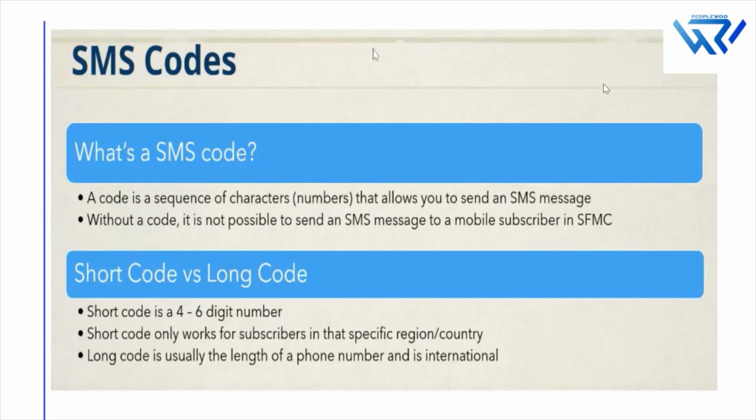When you send any email, you have to define a sender profile and a delivery profile. The sender profile contains the from name and from email: from where the email has come, what the name of that company is, and the from email means the email address of the company who has sent you the email. The same way, to send SMS, we require SMS codes. There are two kinds of SMS codes, short code and long code.